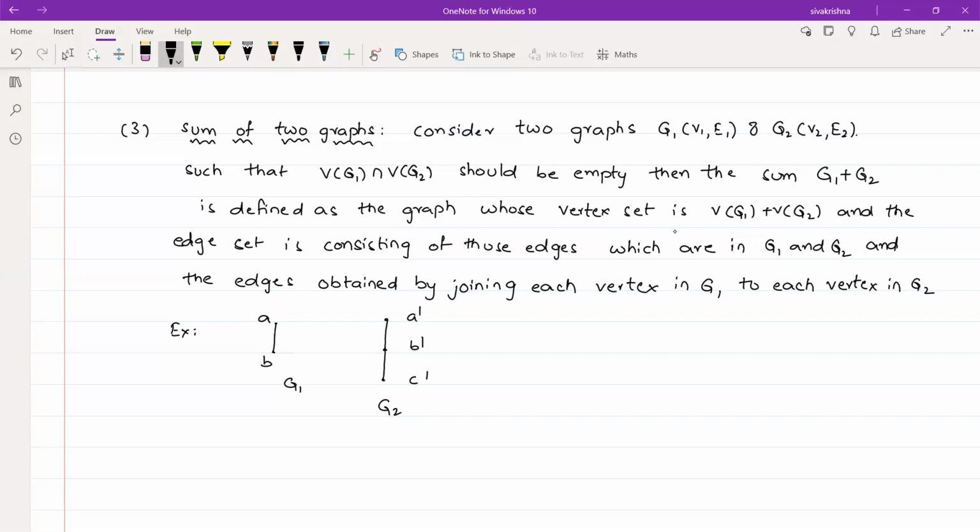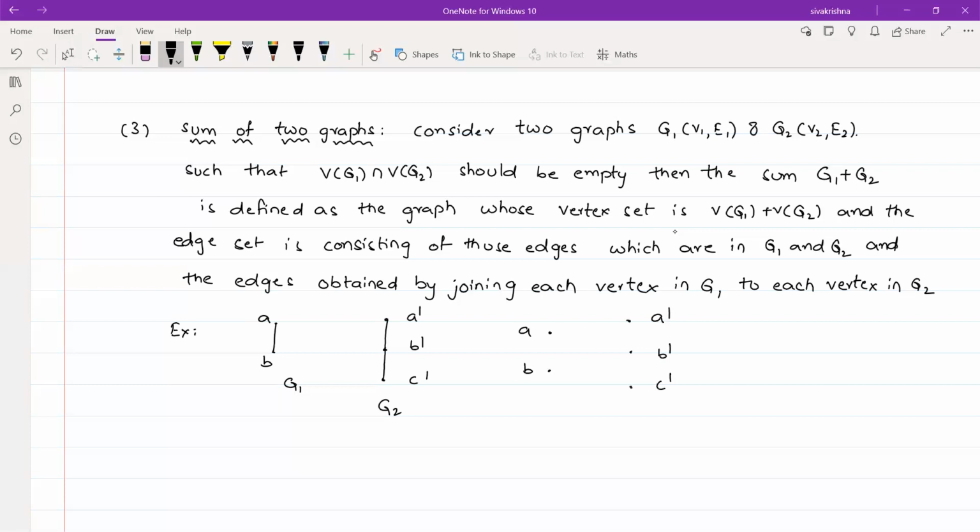Okay, now if we want to find G1 plus G2, then the number of vertices in that particular graph should be 5, because in graph 1 we have 2 vertices and in graph 2 we have 3 vertices. So a total of 5 vertices should be present in G1 plus G2. So that I am representing the 5 vertices. So these are the 5 vertices in G1 plus G2. Okay, and I am naming these as A, B, and this is A dash, B dash, and C dash.